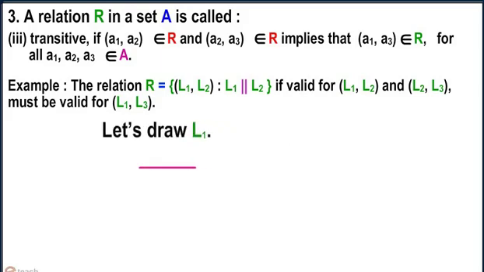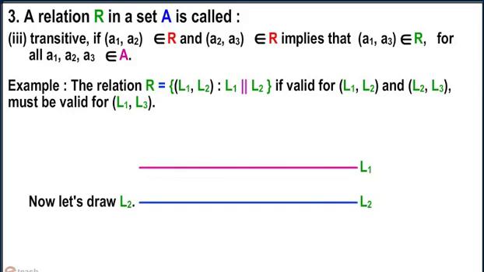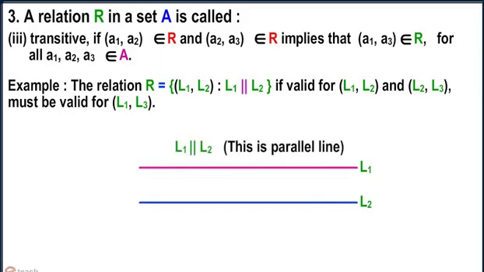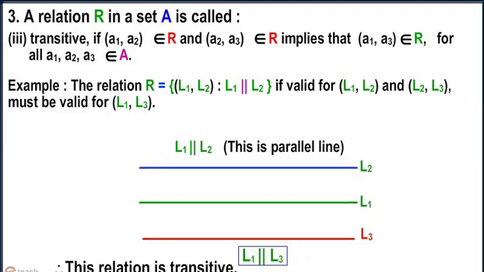Let's draw L1. Let's draw L2. From relation R, L1 and L2 are parallel lines. Now, let's draw L3. From relation R, L2, L3 are parallel lines. This implies L1 is parallel to L3.